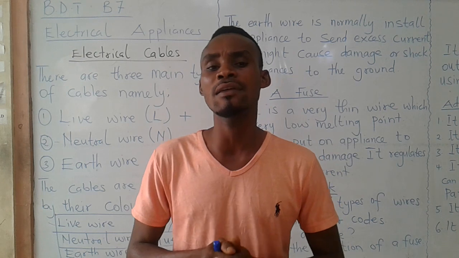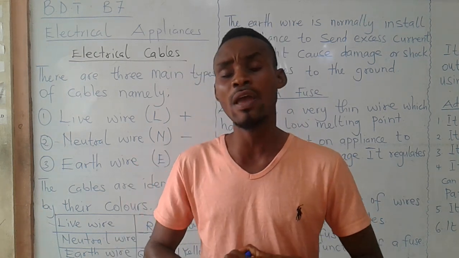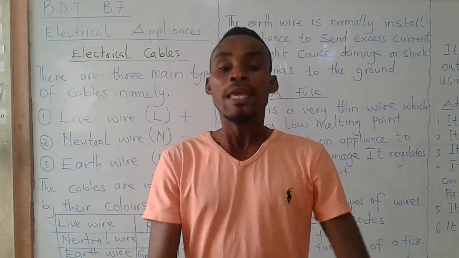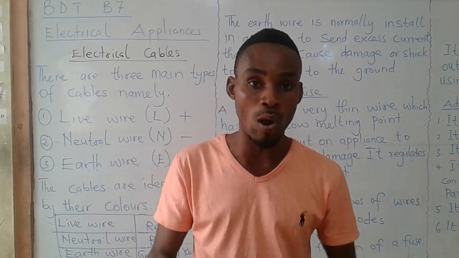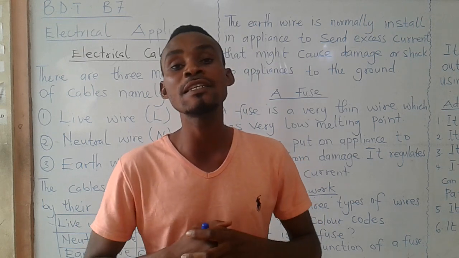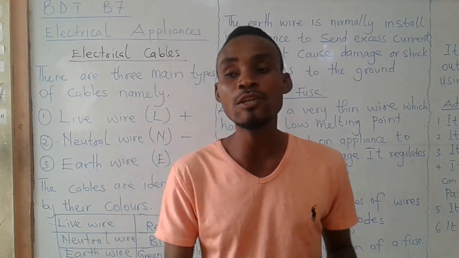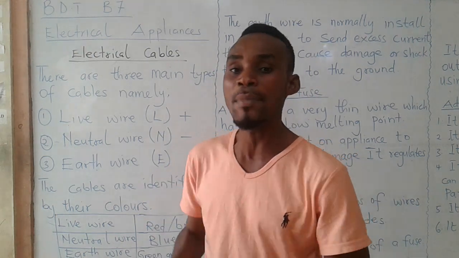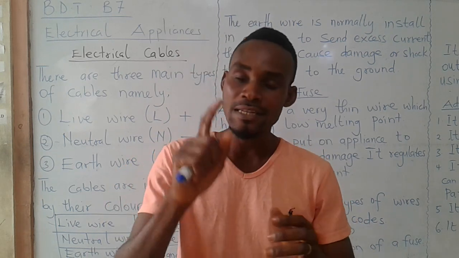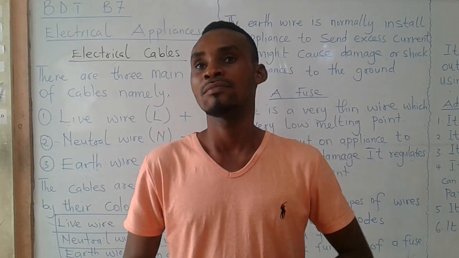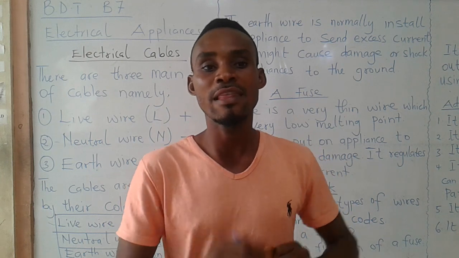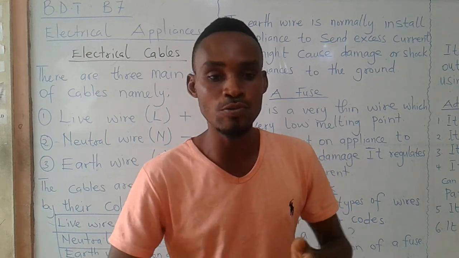Do you know the reason why earth wire was introduced in these electrical appliances? Now let me tell you. In order to prevent electric shock or damage of the appliance, we need to put in the earth wire. The earth wire is there to send excess power that may damage the appliance or cause electric shock into the ground. That is why we have earth wire. If you see any electrician, ask the electrician, why do we use earth wire in appliances? And that person will tell you the reason.